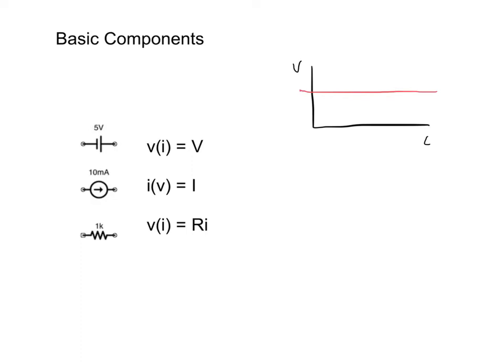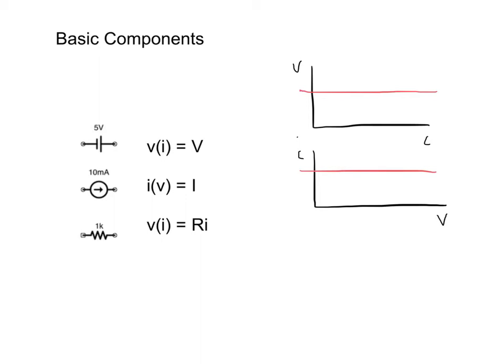Likewise, for the DC current supply, the current doesn't depend on the voltage. So if I draw a similar set of axes, but have the x-axis be voltage and the y-axis be current, then the current does not depend on the voltage again.